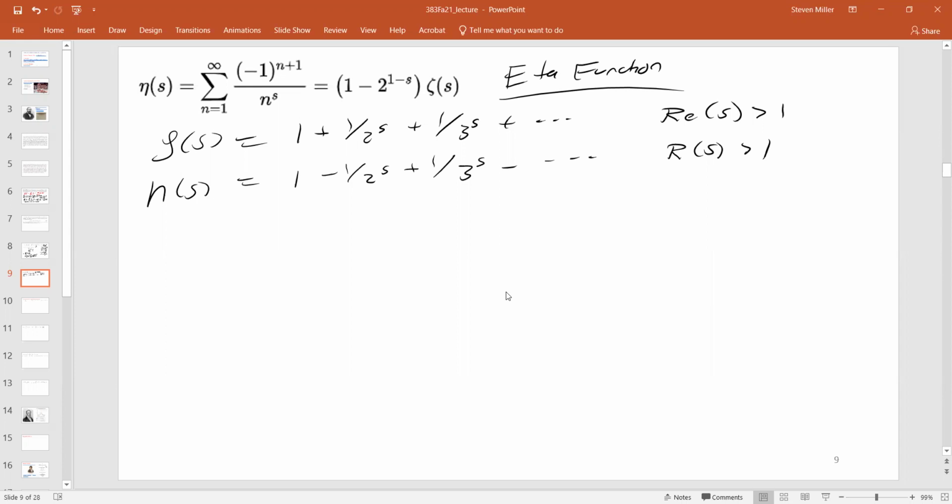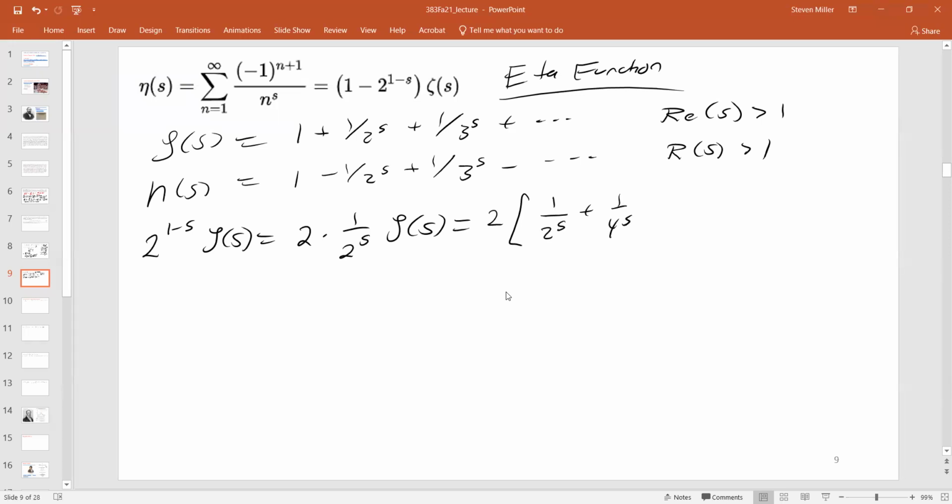And so what we're told is to try looking at 1 minus 2 to the 1 minus s, times zeta of s. So what would be 2 to the 1 minus s times zeta of s? This would be 2 times 1 over 2 to the s times zeta of s. So this is going to be 2 times 1 over 2 to the s plus 1 over 4 to the s plus 1 over 6 to the s, right? Because before I had 1 plus 1 over 2 to the s plus 1 over 3 to the s, everything gets multiplied by 2.